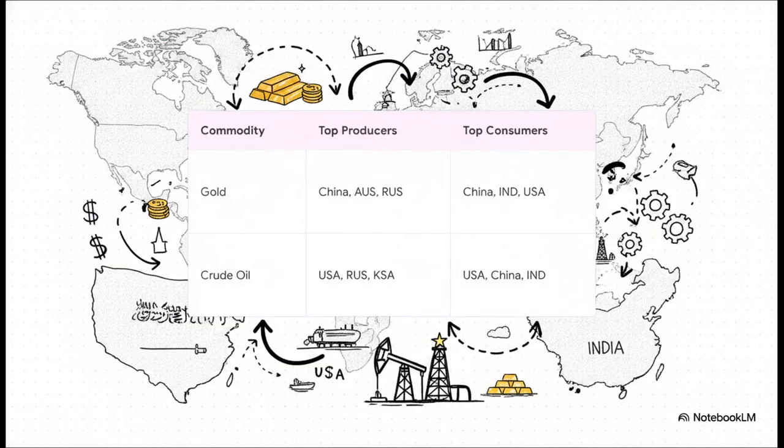Section 2, Global Markets and Currency, the Interconnected Web. Because of globalization, no nation can operate in isolation anymore. Countries heavily depend on one another due to comparative cost advantages or just plain resource scarcity. Based on recent data, notice how massive anchors like the USA and China dominate both sides of the ecosystem for commodities like gold and crude oil. For crude oil specifically, the USA, Russia, and Saudi Arabia lead the pack in production, while the USA, China, and India are the top consumers. The economic health of these specific nations literally dictates the flow of commodities worldwide.